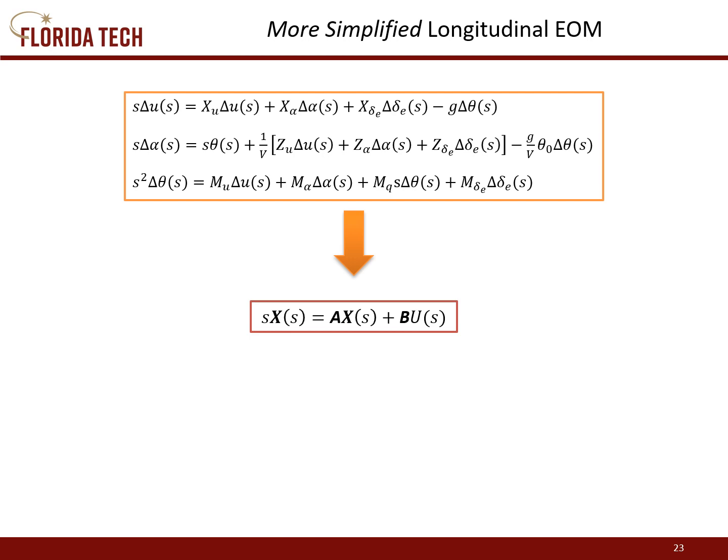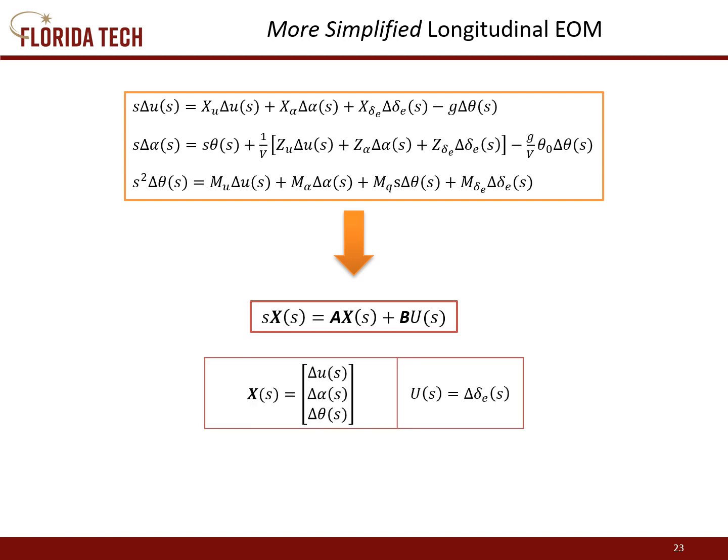So now that we have the three longitudinal equations of motion, we've taken the Laplace transform, so now they're in the variable s. We should be able to write down a state space model of that. So our state vector, our output variables, would involve forward speed u, angle of attack alpha, and pitch attitude theta. And our only input to the longitudinal equations is the elevator deflection, delta E. So that's the input. And then the question comes, can we write this down in the state space model?